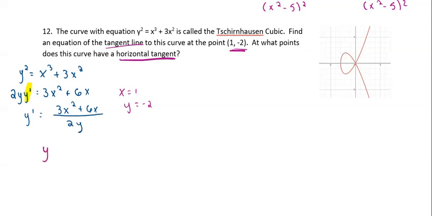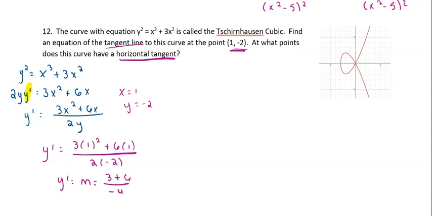So that will give us y prime equals 3 times 1 squared plus 6 times 1, and then 2 times negative 2. So y prime will be our slope. And it looks like we'll be able to simplify. So we'll have 3 plus 6 over negative 4. So that'll be 9 over negative 4, and I don't like to have the negative in the denominator, so I'm going to make it negative 9/4.